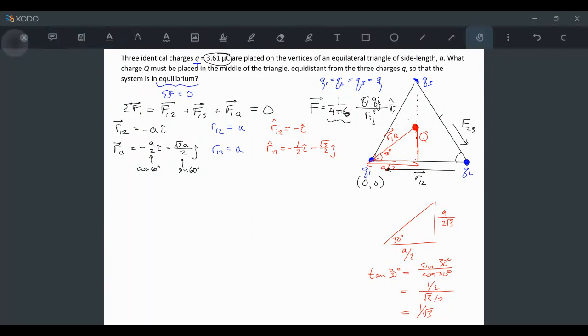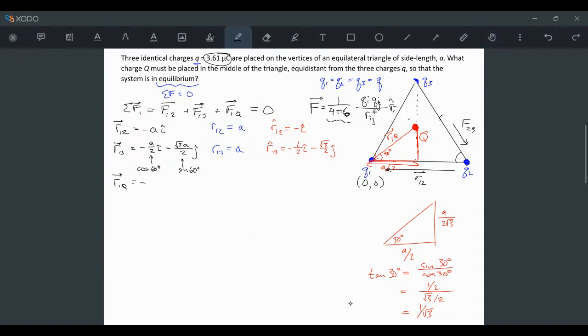Okay, so I think we can copy this over to our note area here on the left. So we have R1Q. This is going down to the left. So we have minus A over 2 in the i hat direction, minus A over 2 root 3 in the j hat direction.